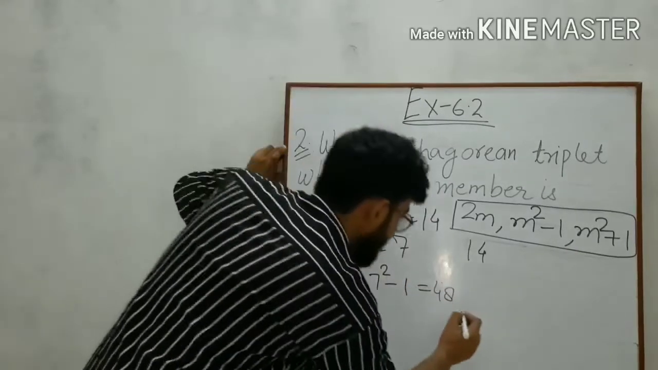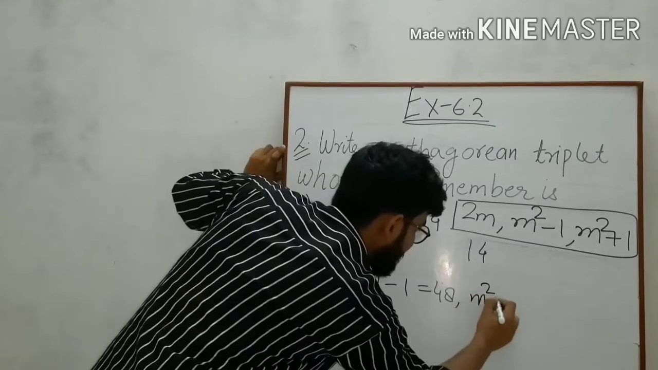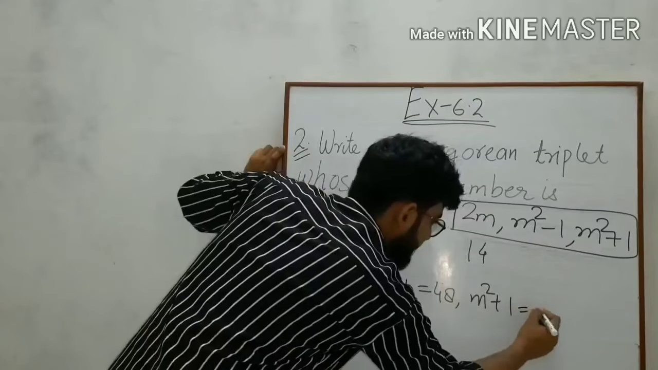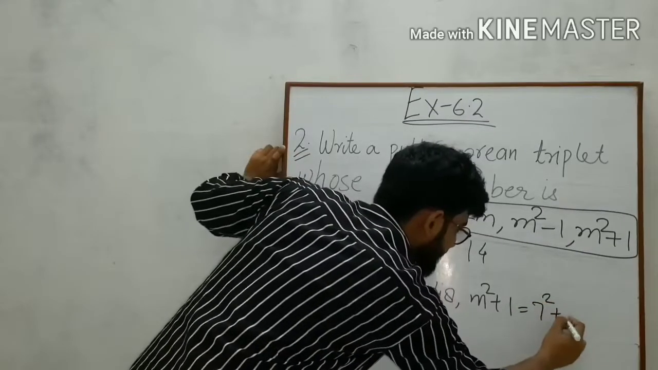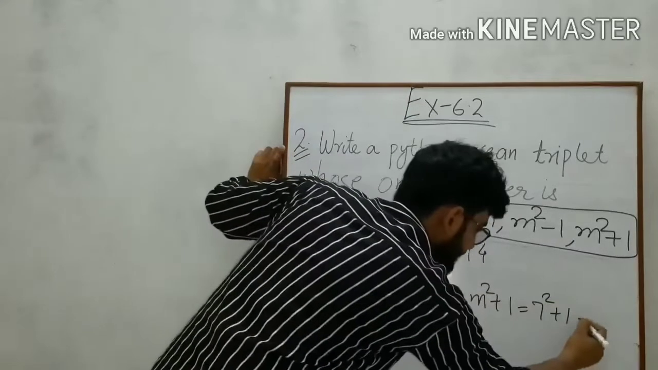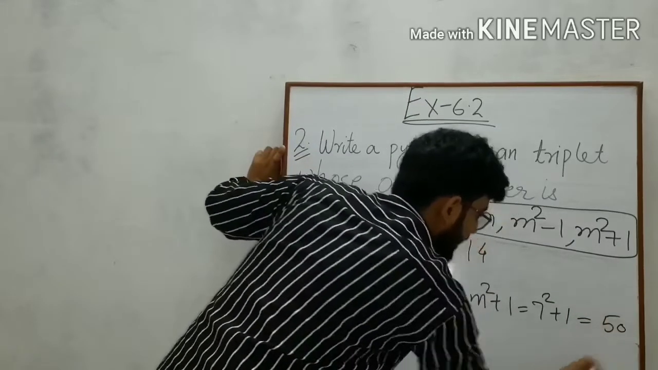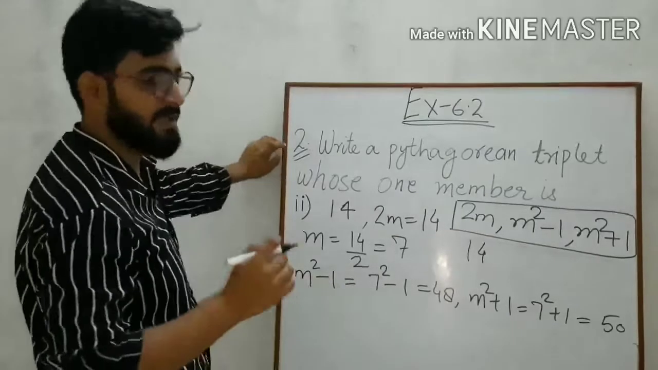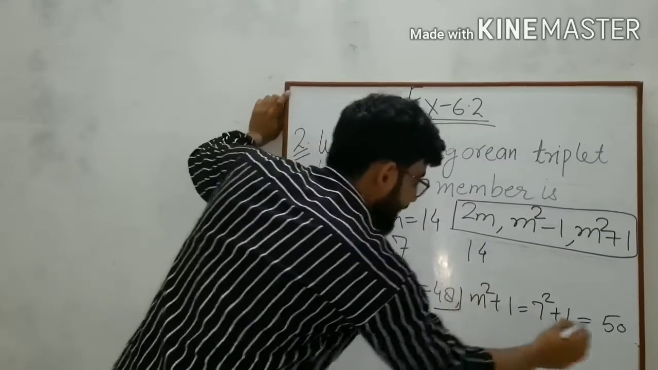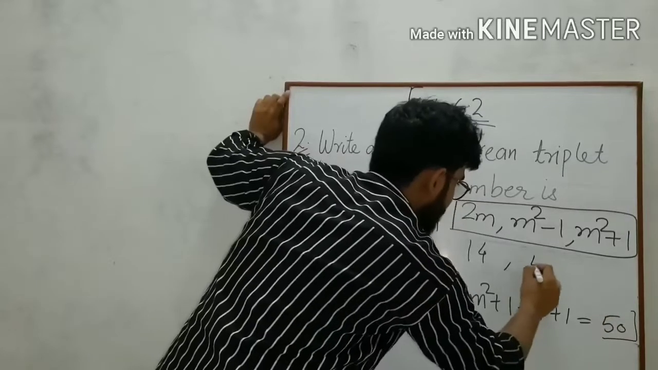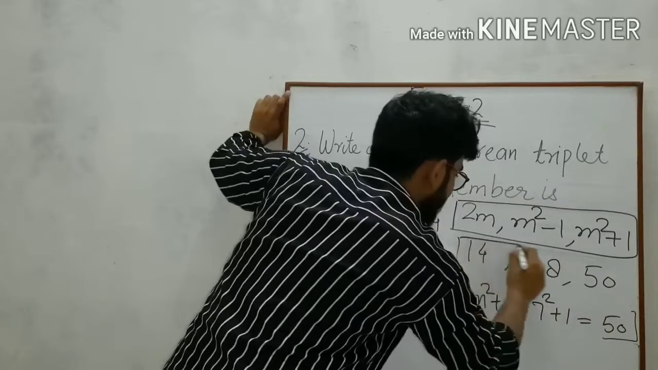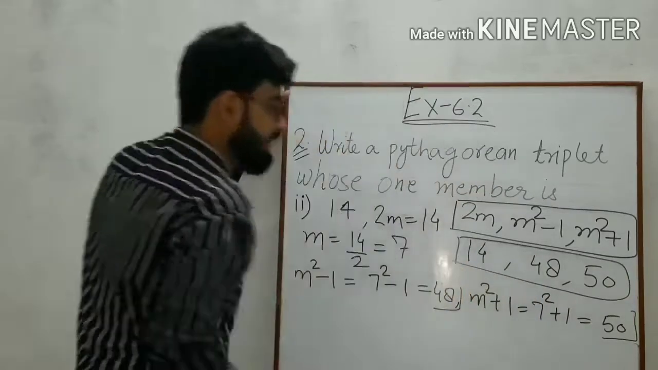Now another one, that is m square plus 1. We know the value of m, that is 7, then 7 square plus 1. And 7 square is 49, 49 plus 1, that is 50. So you get the other two members of the Pythagorean triplet now. What are the other two members? One is 48 and the other one is 50. 14, 48 and 50. These are the three members of the Pythagorean triplet.